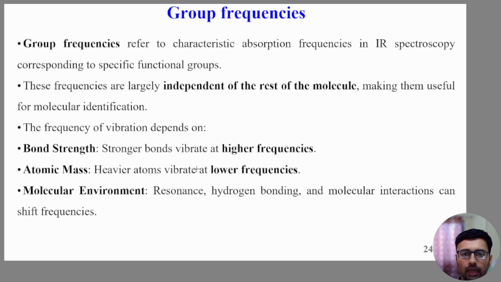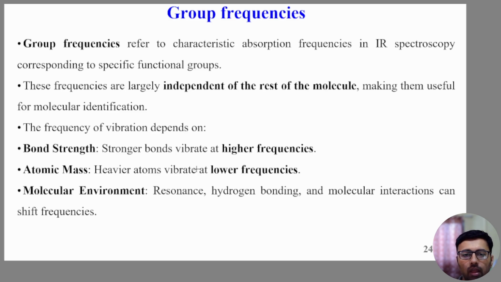As we learned earlier through Hooke's law, vibrational frequency depends primarily on two things: bond strength and reduced mass. Remember, the proportionality: ν is directly proportional to the square root of k over μ, where k is the force constant or bond stiffness and μ is the reduced mass of the bonded atoms. This gives us two major principles. Stronger bonds vibrate at higher frequencies and heavier atoms vibrate at lower frequencies.